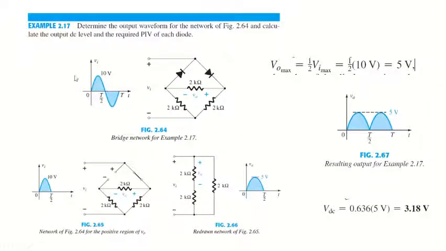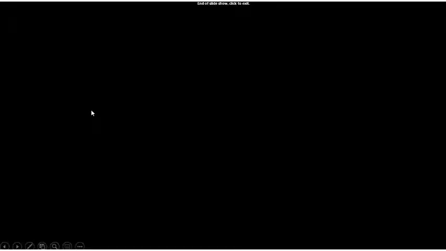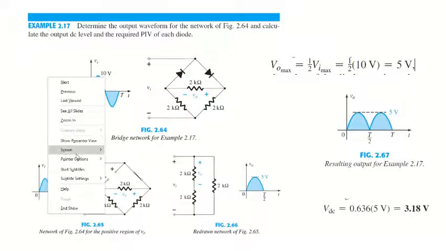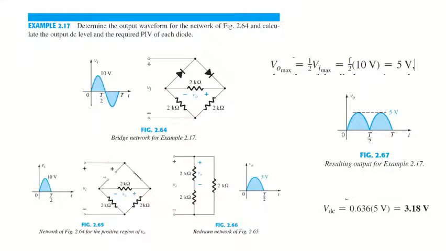So coming to the waveform, this is the waveform. The VM is given 10 volts here, minus VM here in this direction, and it's the sine signal. So this is the circuit, which is a bridge network.